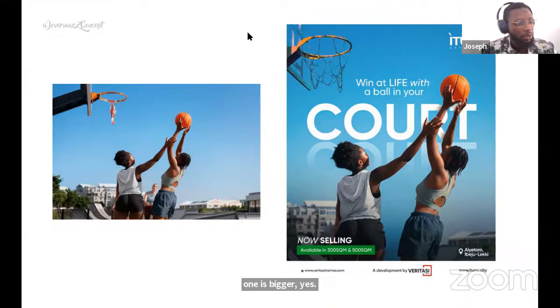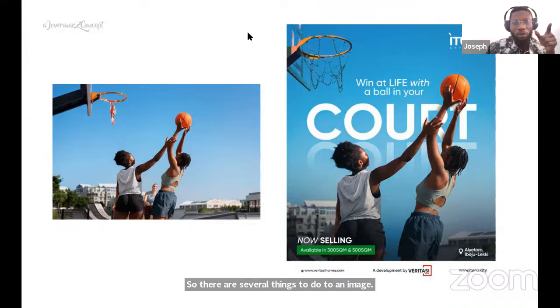So in image usage, you can edit. There are several things to do to an image. It can be edited. Yes, the white woman was removed. Very, very observant. Maybe it's because we're trying to address a black audience. Yes, that's why the white woman was removed, because it's a black audience, right?